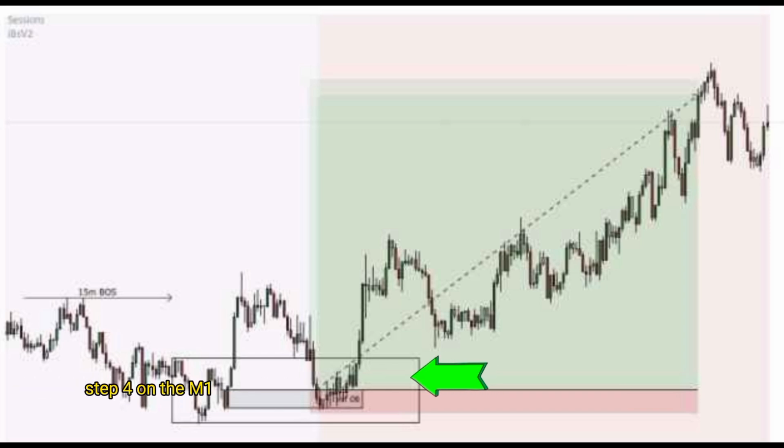Step 4. On the M1 chart you will patiently wait for price to reach your zone and wait for it to break M1 structure. Once price tapped in your zone and broke structure, you can enter a trade from the demand/OB that caused the M1 BOS.